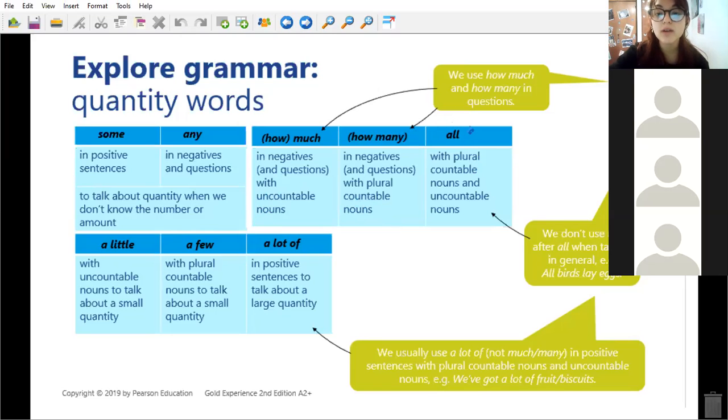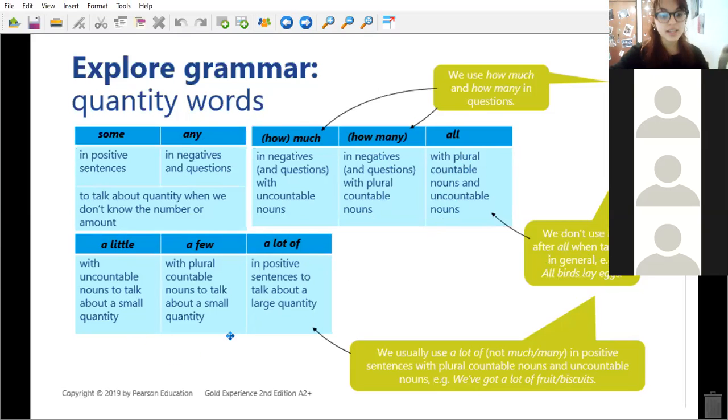And then we have all. All is used with plural countable nouns and uncountable nouns. So all is used with all of them, as the name suggests. And the little note here says that we don't use the after all when talking in general. For example, all birds lay eggs. So, are there any questions up to now? No. Are there any questions? I used any.